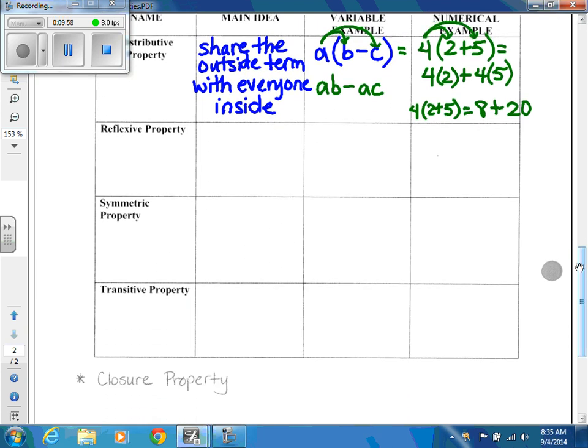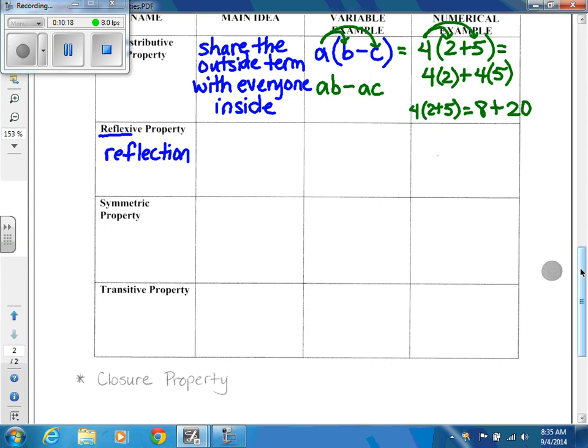Right? And these are the ones that, if you've never stepped foot in an algebra classroom before, are your very brand new ones that you need to know from here on out. Okay? The reflexive property. I like to use the word reflection to help you remember this. If you look in the mirror, you see your reflection, you're looking back at yourself. So you and you. Right?